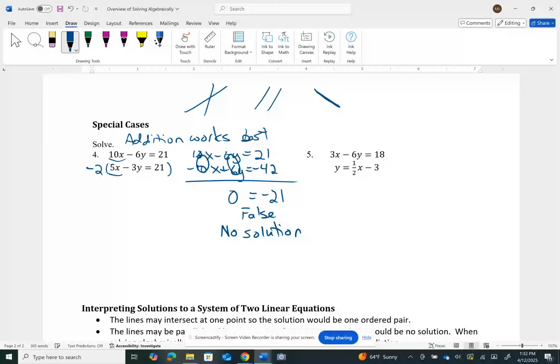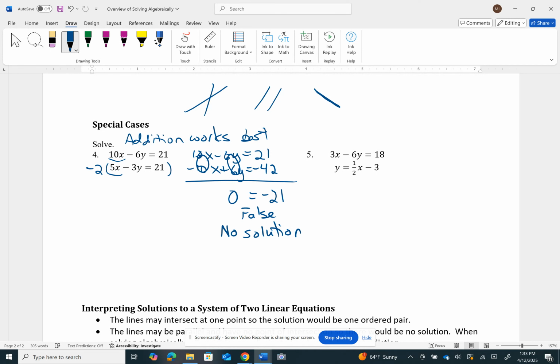If I did look at what these lines would look like if I solved them for y and graphed them, they would look like parallel lines.